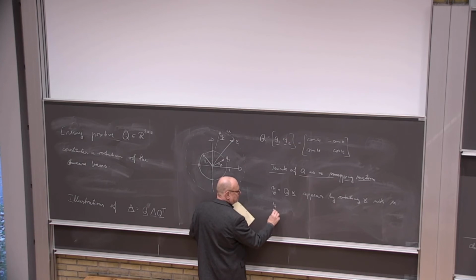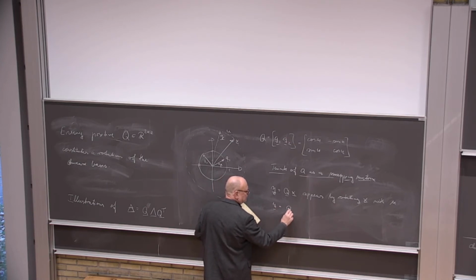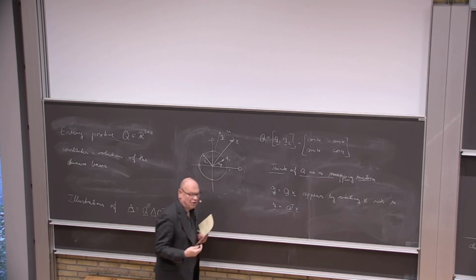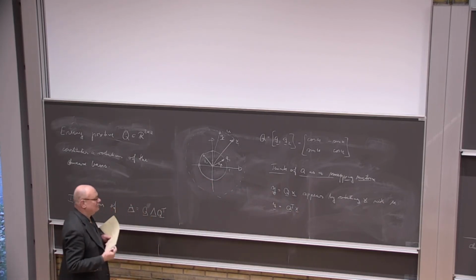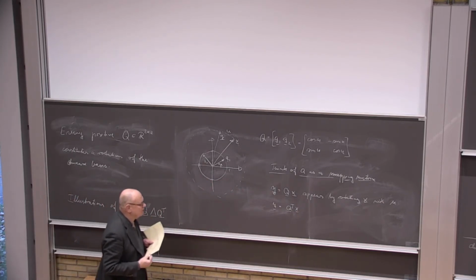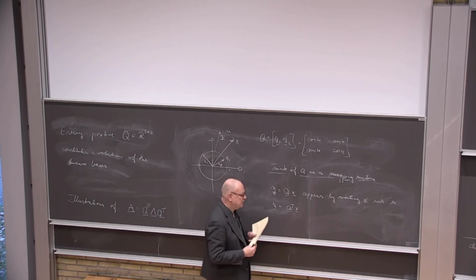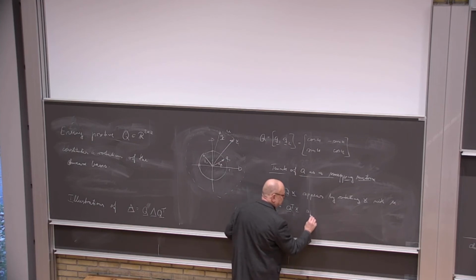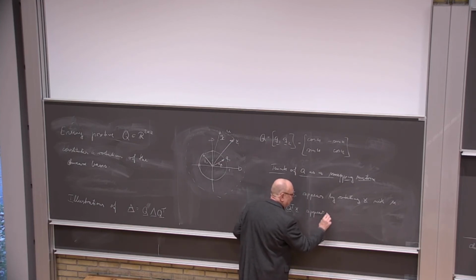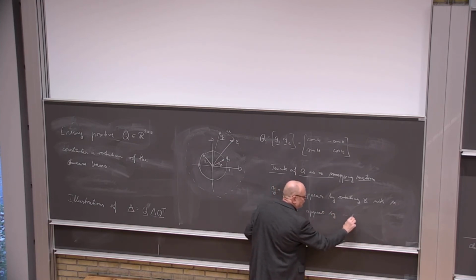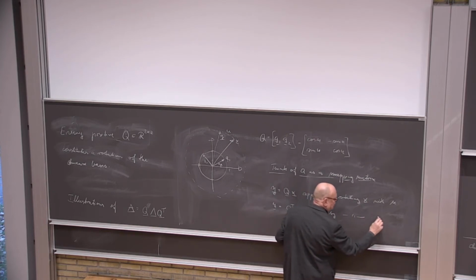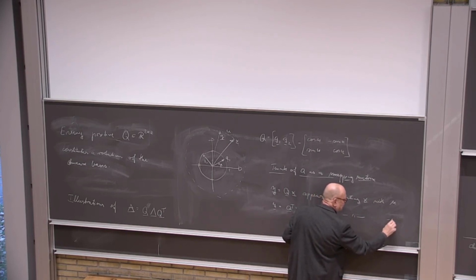Now if you do the same thing with the transpose of T, and remember for an orthogonal matrix, the transpose of the matrix is equal to the inverse of the matrix, then this appears by rotating x with minus u.